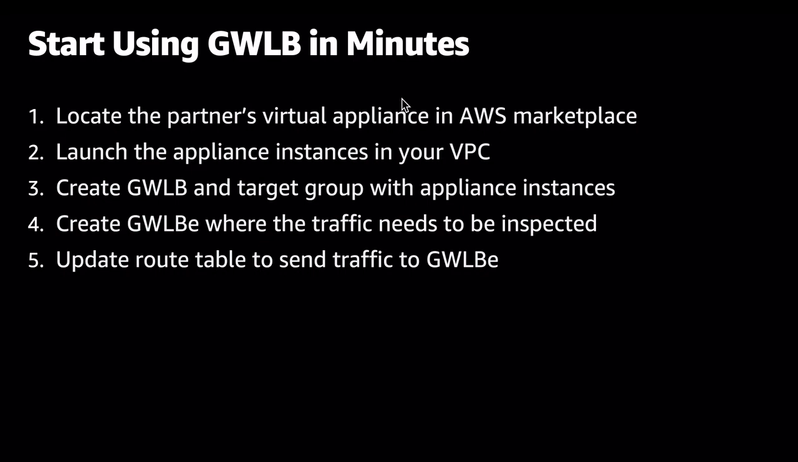We'll then create the gateway load balancer in that security VPC along with a target group and register the appliance instances to be targets for the gateway load balancer. For traffic that needs to be inspected from a spoke VPC where application instances reside, we will create the load balancer endpoint in that VPC. And to get traffic to be inspected, we'll update the route table to send all traffic to the gateway load balancer endpoint before it egresses out to the internet.